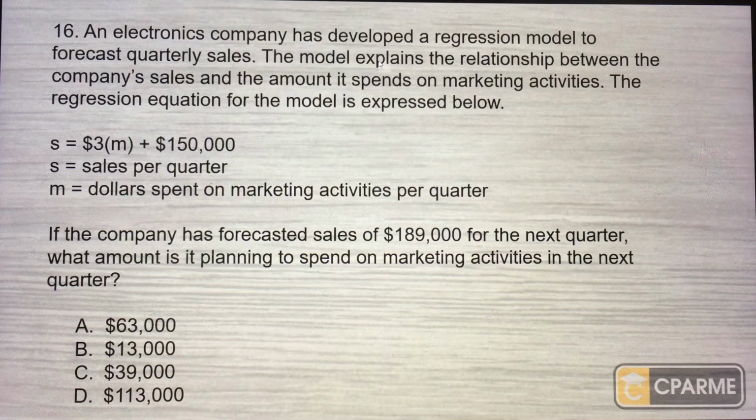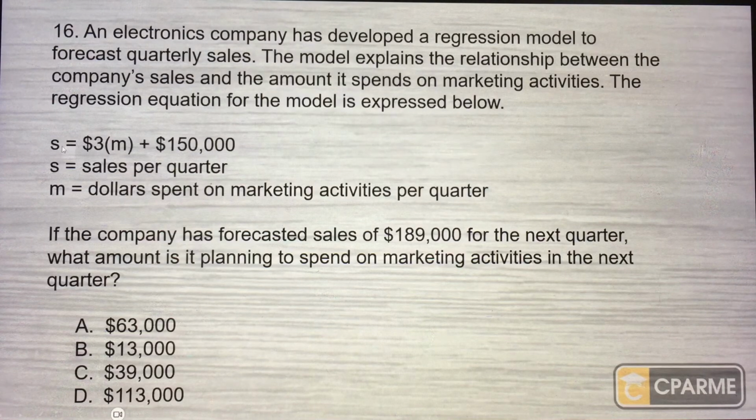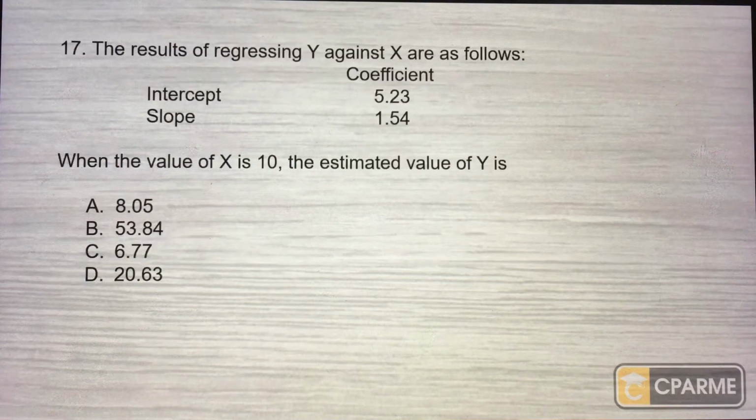So the correct answer is letter B, $13,000. Just the calculation. Wala calculation. Ito lang yan. Di ba ang S is the sales per quarter, so we just need to substitute that 189,000. So 189,000 less 150,000 is 39,000. Then 39,000 divided by 3, 13,000. So that's the marketing activities. Letter B.